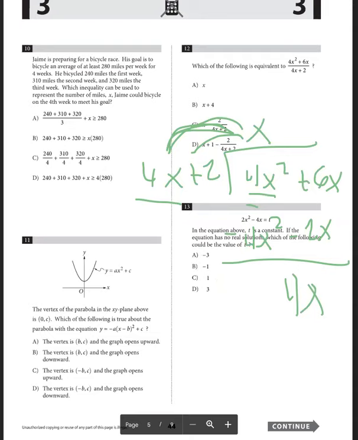How many times does 4x go into... You're always looking at the first term over here. How many times does it go into 4x over here? Well, that is just 1. And I think that one's pretty easy. And then we do the same thing as we did.